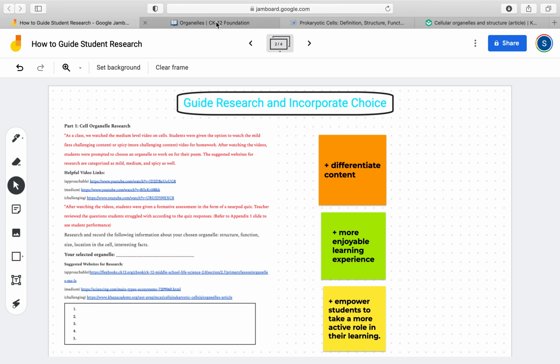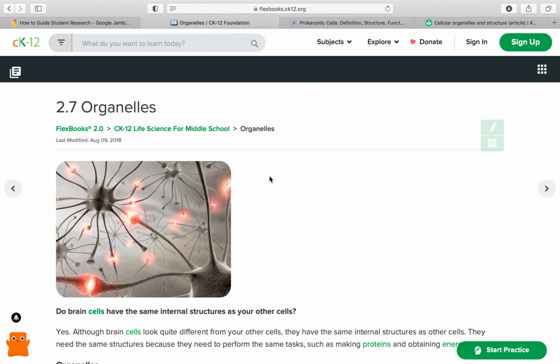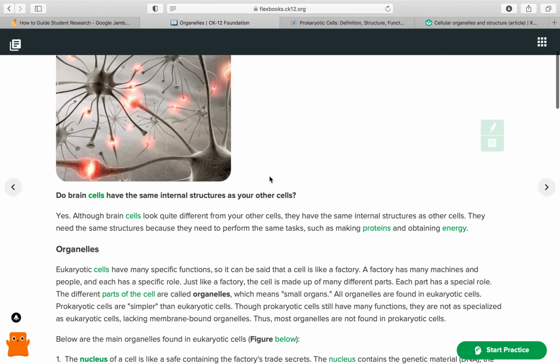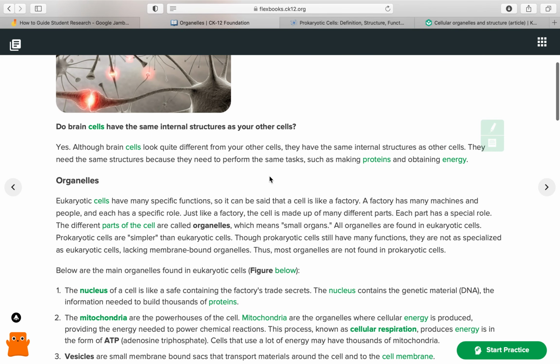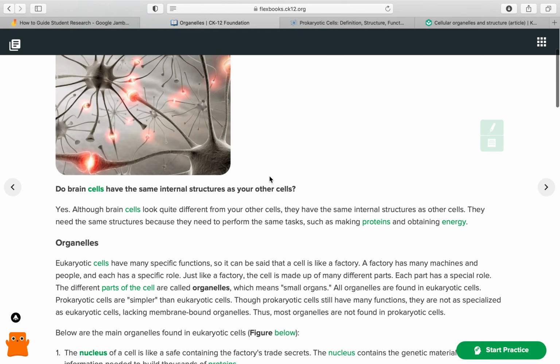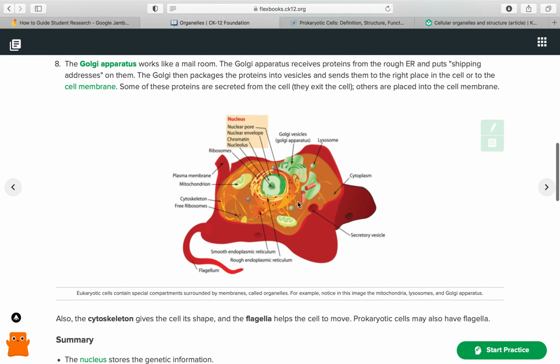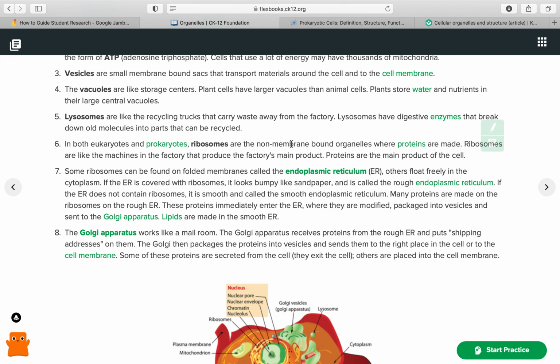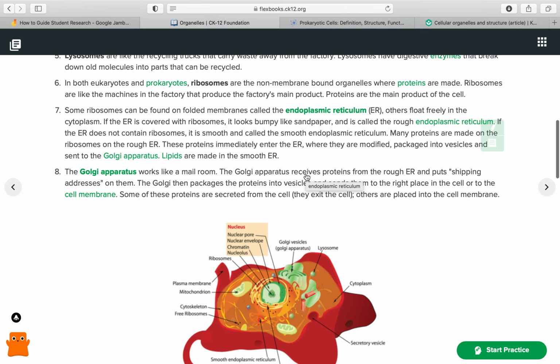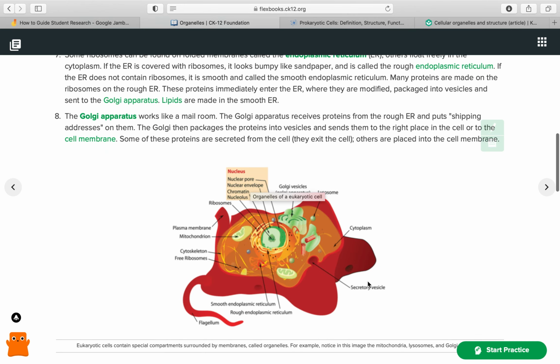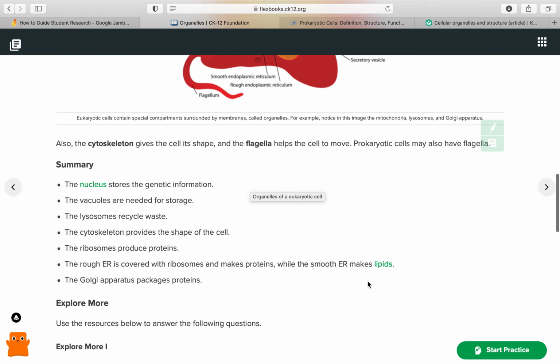So the approachable link looks like this. And I chose to include this as approachable because it has clear images, as you can see here. And there are bullet points. A lot of the information is in bullet points rather than paragraphs of information. The pictures are labeled clearly, and there is a summary at the end. So this is the resource that I chose to use as approachable.